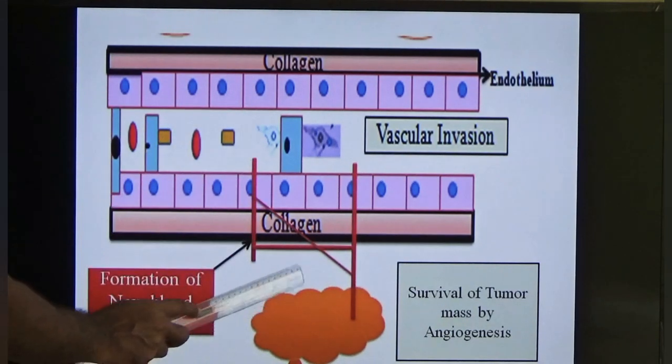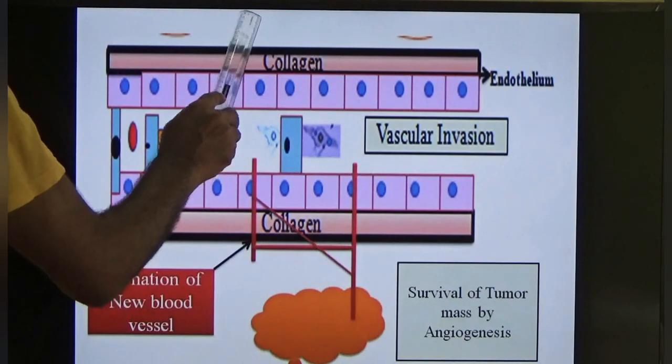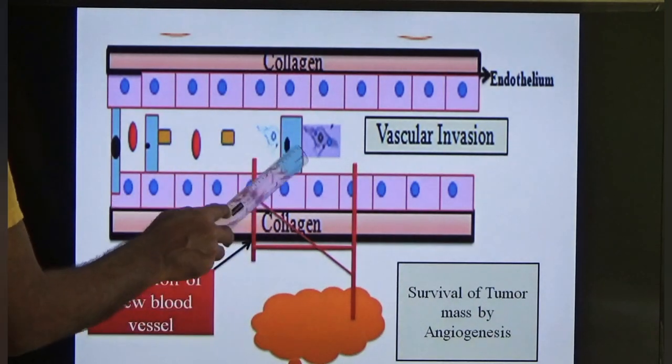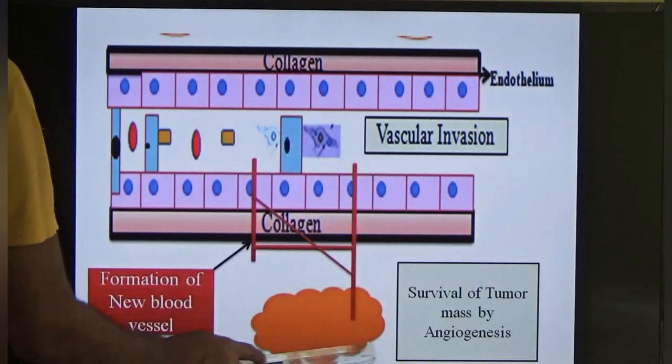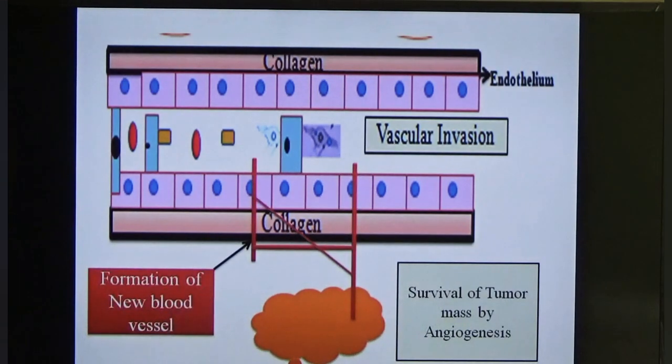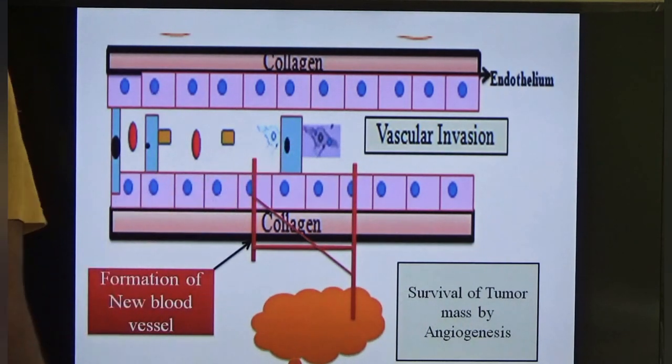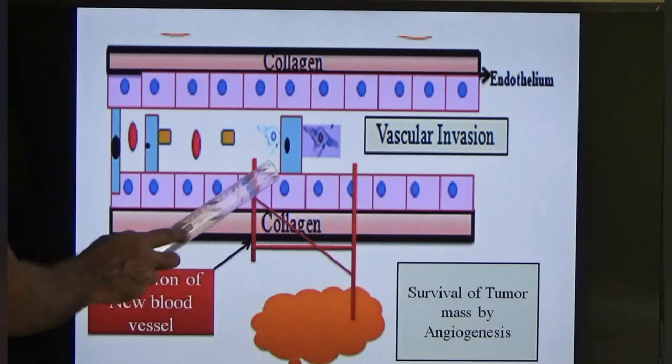There are 11 steps. First it reaches the epithelium, then comes transformation, then invasion, then metastasis, then it comes to the outside. So these are the 11 steps of the development of the tumor. That's about part 2.